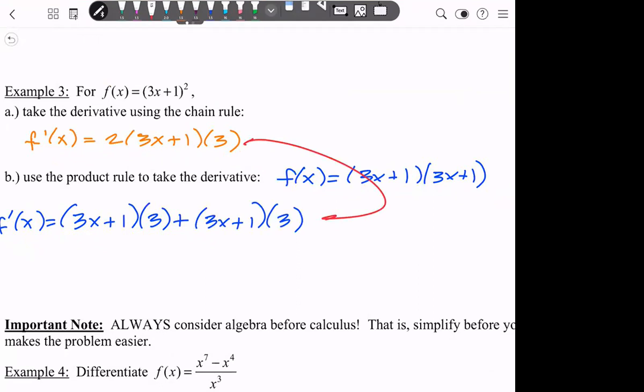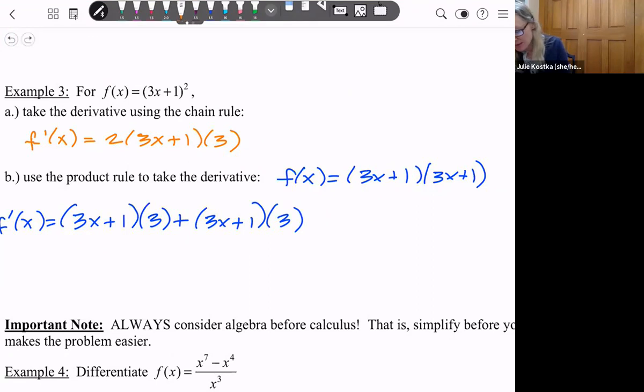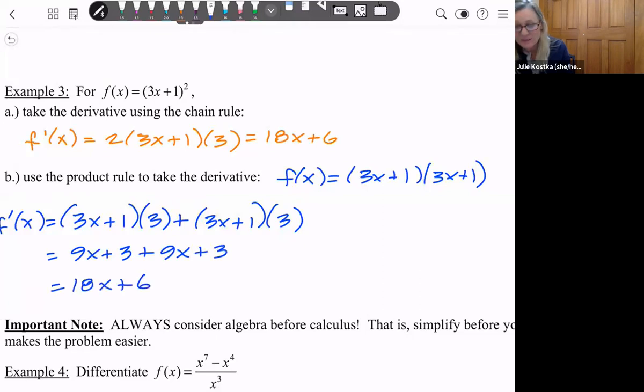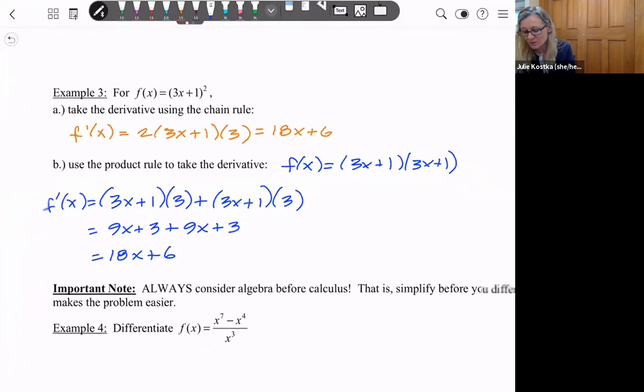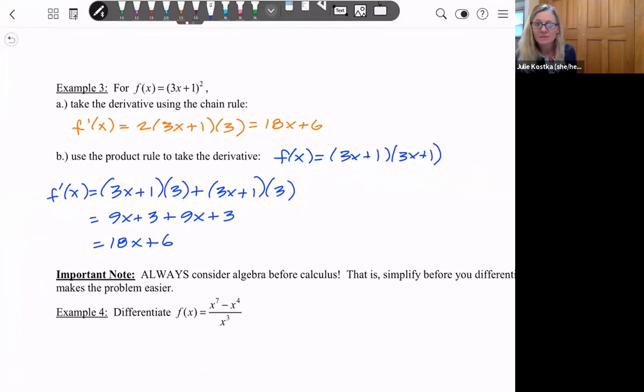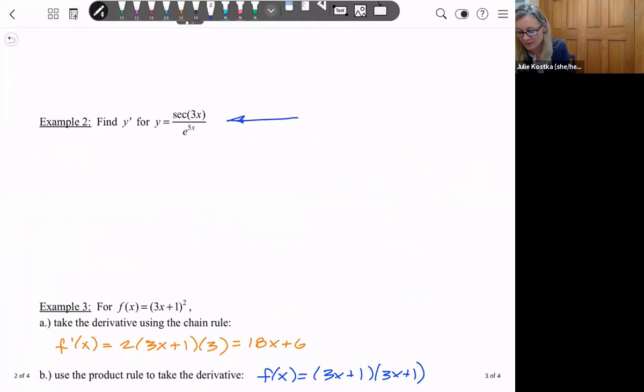Right? So if I multiply these both out, which I've told you normally you don't have to do, but let's just do it here to verify. 3 times 2 is 6, distribute that, I get 18x plus 6. And here, 9x plus 3 and another 9x plus 3, and I get 18x plus 6. The whole point is to remind you that you have choices. Sometimes it's easier to think of a problem using the chain rule, and sometimes it's easier with the product rule. And by the way, this problem that we worked out just a moment ago, you could have used a different form of this. You could have said, this is secant of 3x times e to the negative 5x, and then use the product rule.